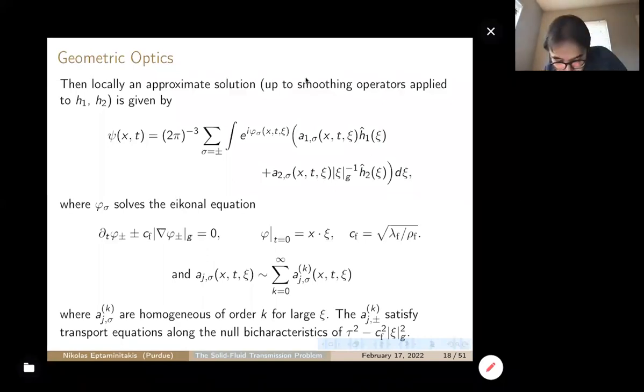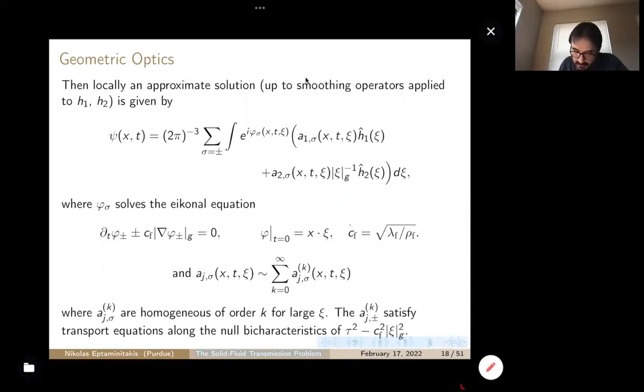So at least locally a priori, you can construct a solution by solving an eikonal equation to obtain a phase and put it inside an oscillatory integral, where the amplitudes are subsequently going to be solving transport equations. Here, this solution is going to be equal to the Cauchy data, for instance, when t equals 0. So we have Cauchy data at our space-like hypersurface, and we try to construct a solution up to smoothing operators for the Cauchy problem.